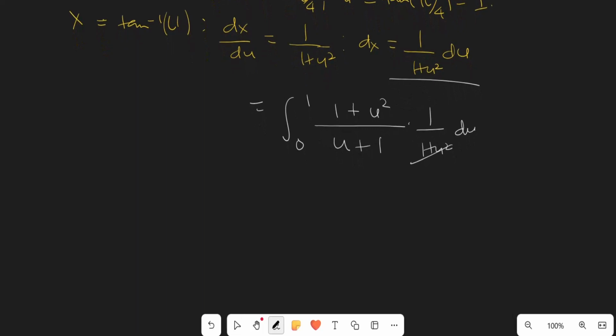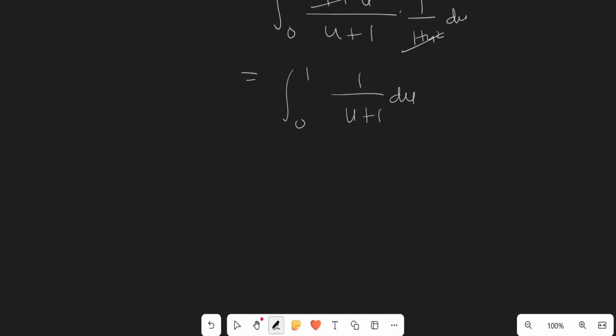So this one is really trivial now. This is just cancelling out nicely. Then we have 1 over u plus 1 du, like this. And this one is the natural logarithm of the absolute value of u plus 1, and you are integrating that from 0 to 1.